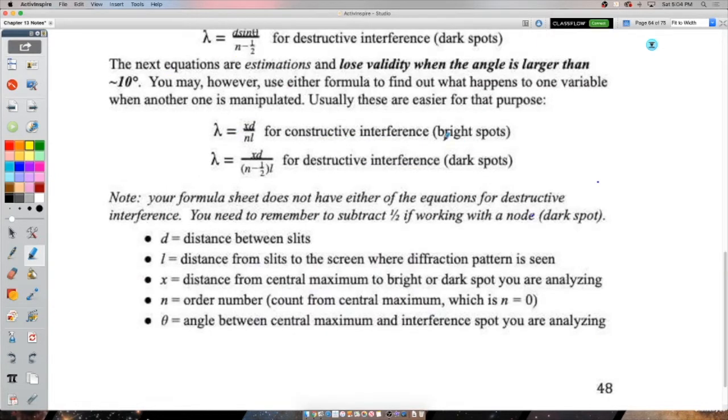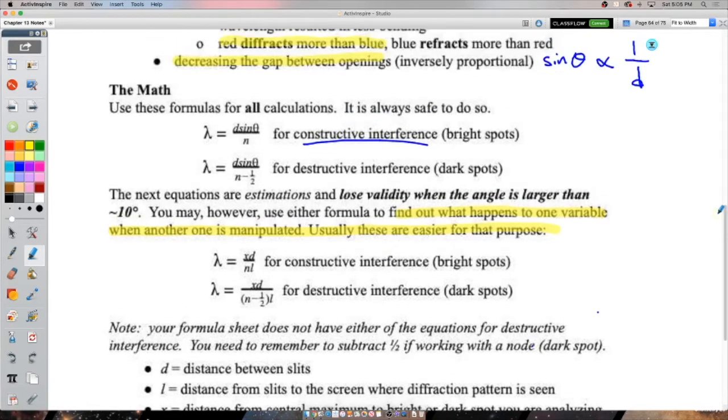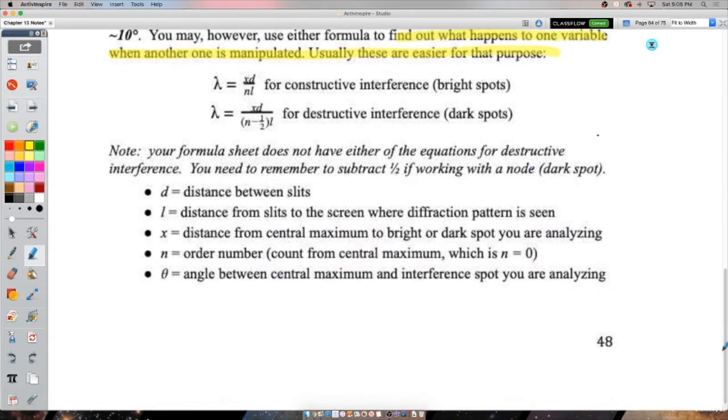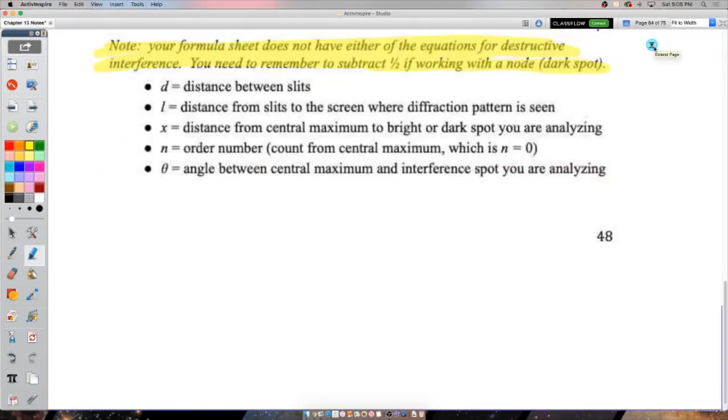So what this one is really useful for is to find out what happens to one variable when another is manipulated. This one works really well for that. Okay, it's a little easier because x, d, n, and L are just easier to play with. However, this one also works. You just have to first figure out what changing those will do to theta. Okay, just going to define these. Again, I'm going to emphasize that your formula sheet does not give you two formulas for constructive and destructive. It gives you the formula for constructive. You've got to know to put in that minus 1/2 for destructive.